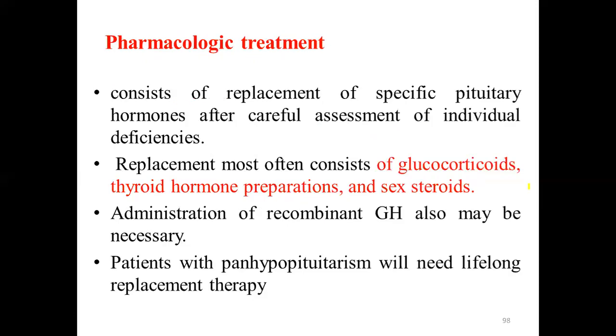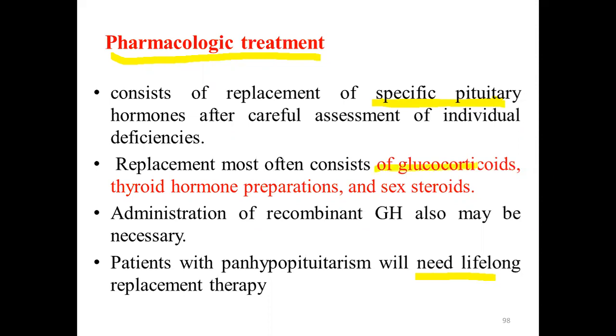So how do we treat pan-hypopituitarism? Mostly we are going to consider replacement therapy. We have to assess what is deficient in the serum. After that, we continuously give lifelong replacement therapy in most of the cases. So assess the specific hormone, then replace it accordingly.